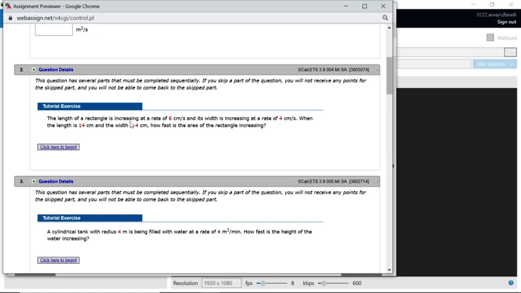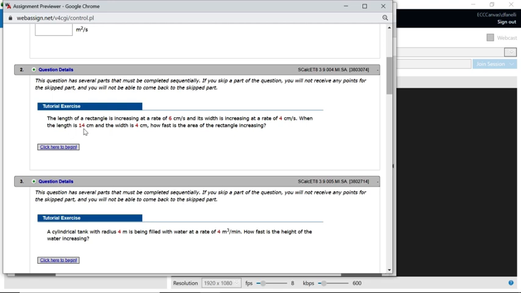The length of the rectangle is increasing while the width is also increasing. In some problems, you could have that the length is increasing, but the width is decreasing, for instance. Okay, so these things are varying. The dimensions of the rectangle are varying.